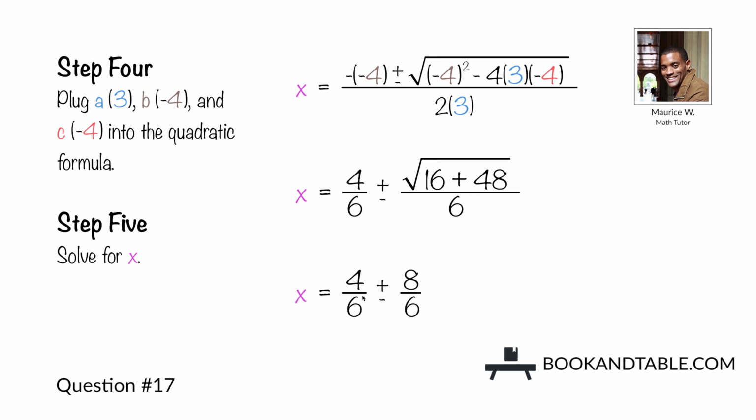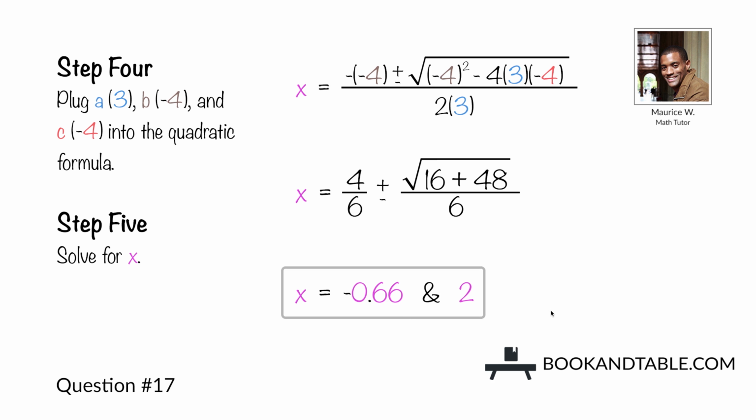So x has two potential values: 4 over 6 minus 8 over 6, which is equal to negative 4 over 6, and 4 over 6 plus 8 over 6, which is equal to 12 over 6. So we see that x is equal to negative 2/3 and 2.